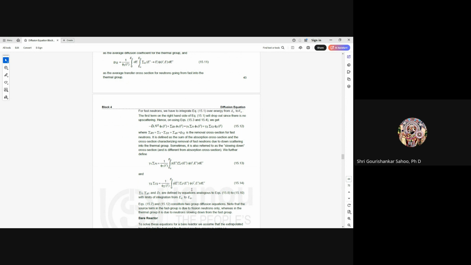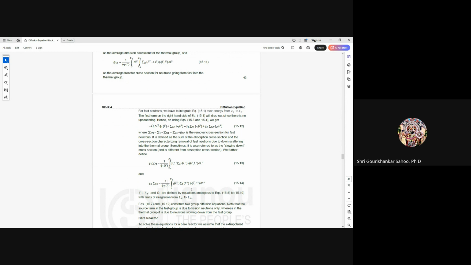is the removal cross section for fast neutrons. It is defined as the sum of absorption cross section and the cross section characterizing removal of fast neutrons due to downscattering into the thermal group. We can also refer to it as the slowing down cross section. It is very much different from the absorption cross section.